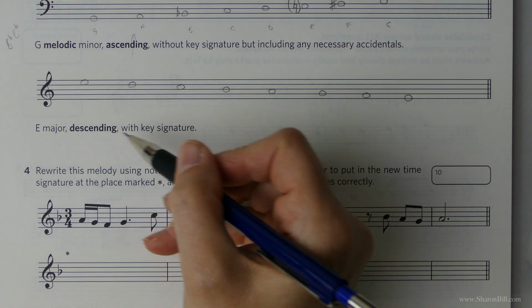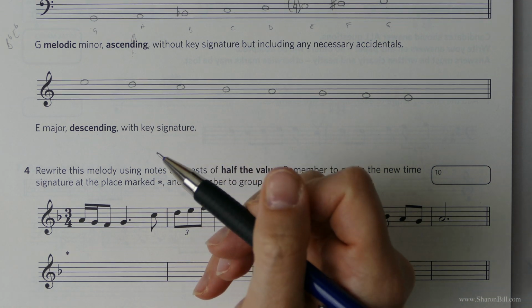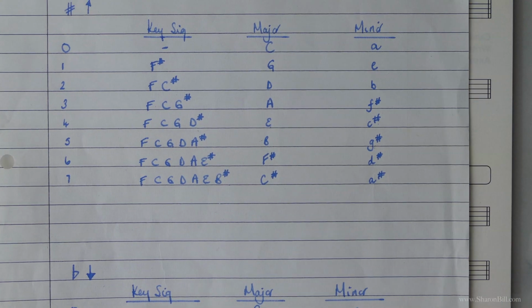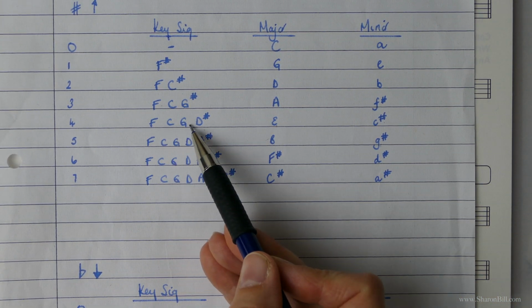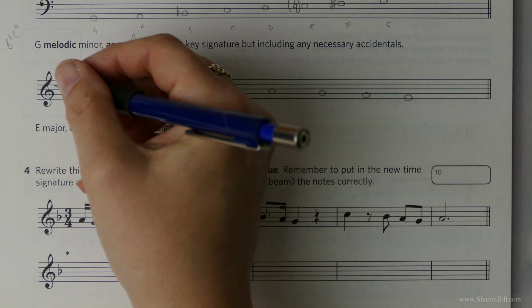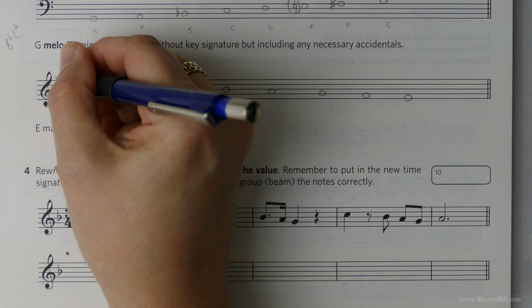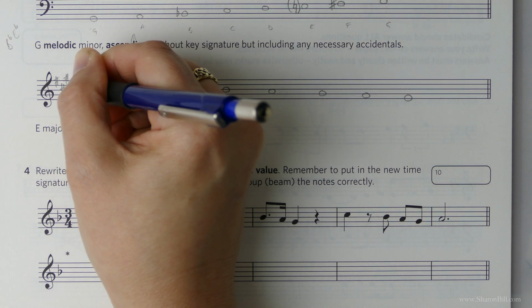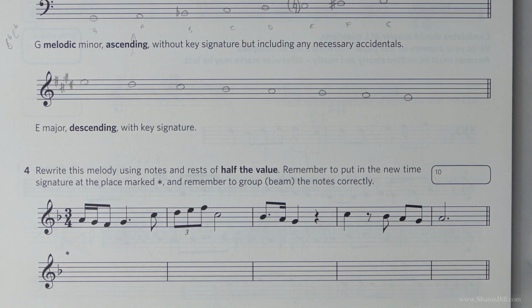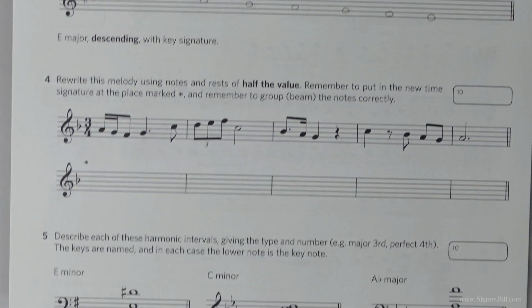So we are descending and we need a key signature. If you've done all of your thinking, we know that E major has a key signature of 4 sharps: F, C, G, D. So let's pop that in place, F, C, positioning it in the treble clef, and that's job done. So let's press on to the next question.